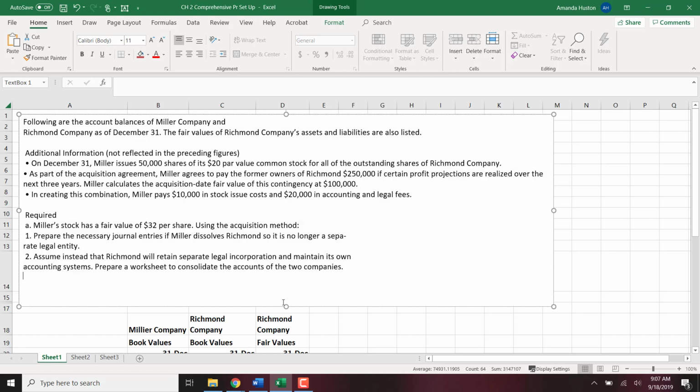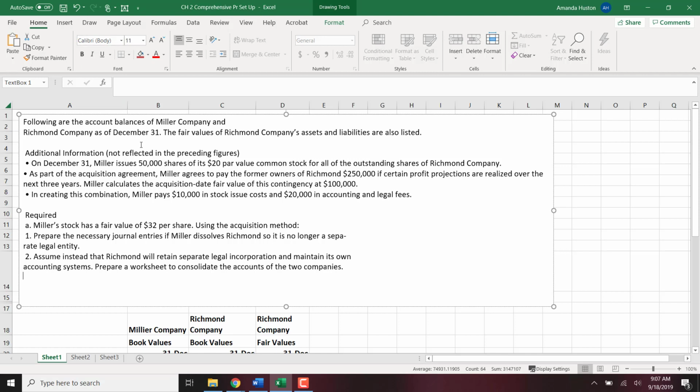So this is from Advanced Accounting. Following are the account balances of Miller and Richmond Company as of December 31st. The fair values of Richmond Company's assets and liabilities are also listed. Additional information not reflected in the preceding figures. The figures are below, but we're going to say on December 31st, Miller used 50,000 shares of its $20 par value common stock for all outstanding shares of Richmond Company.